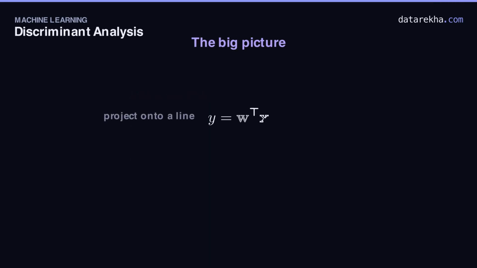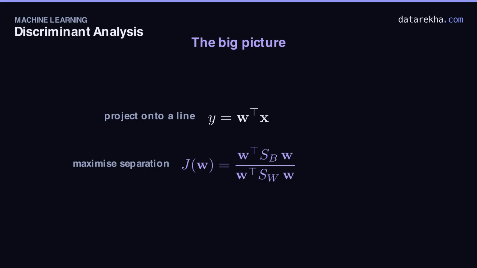Let's lock it in. LDA projects every point onto one line. Y equals W transpose X, turning a cloud into a single number. It chooses that line to maximize Fisher's ratio, the gap between class means over the spread within each class. Separation on top, noise on the bottom. And for two classes, the winner is closed form. W proportional to SW inverse times the mean difference. Supervised, label aware, and a linear boundary. Remember those three lines, and discriminant analysis is yours.